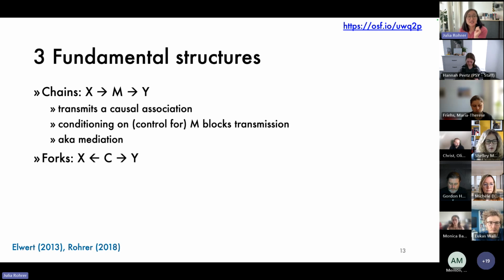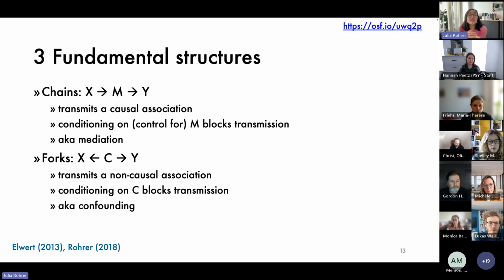in the middle. The second structure is the so-called fork, and I think that one is also fairly well known. So we have a variable in the middle that is labeled C, and it affects both X and Y. This is also known as confounding or common cause confounding. And as you might all know, this induces an association. So in this structure, X and Y would become correlated, but that correlation is not causal. It's common cause confounding. It's due to a third variable.